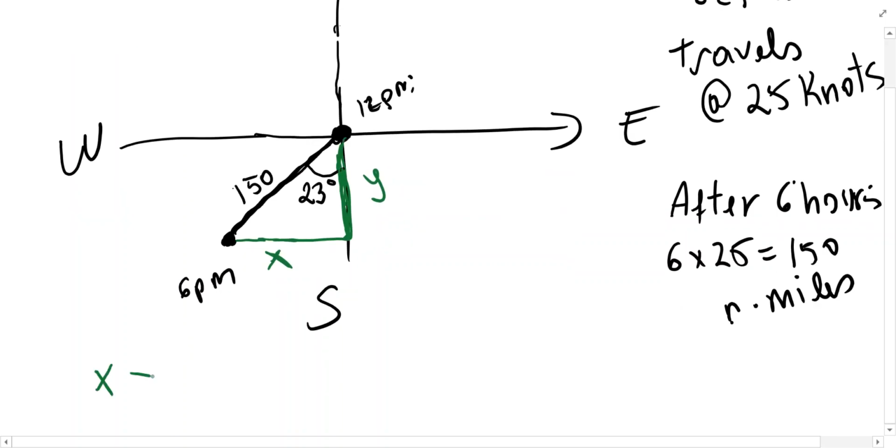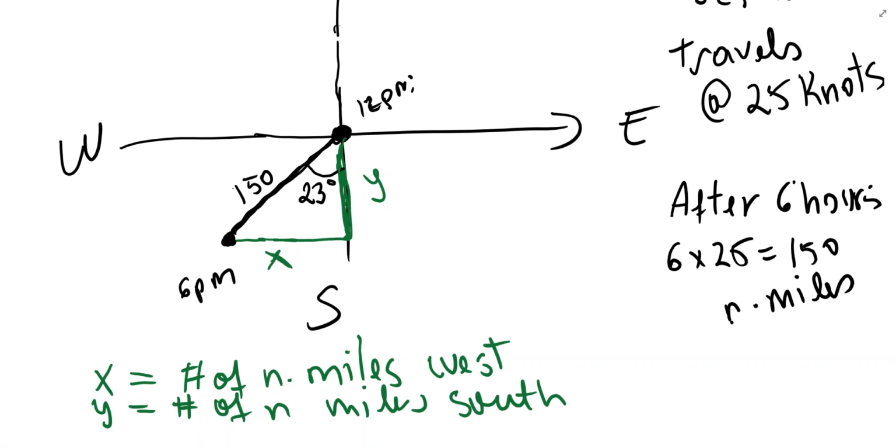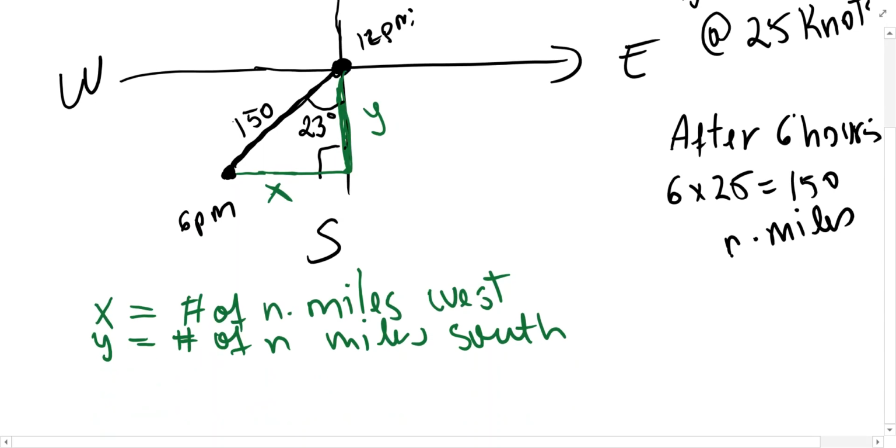So x is the number of nautical miles traveled west, and y is the number of nautical miles traveled south. Okay, so there you go. You recognize that we have a right triangle, and I have that the hypotenuse is 150. I know that the angle is 23, so if I need to find x, that means I need to think of a trig function that involves opposite and hypotenuse. So obviously that's sine.